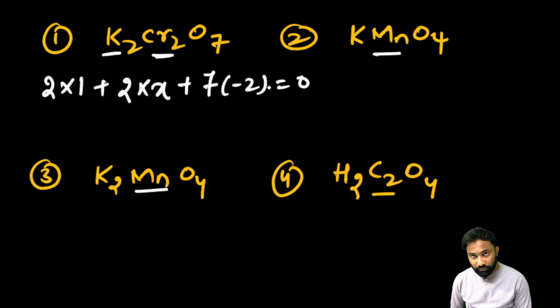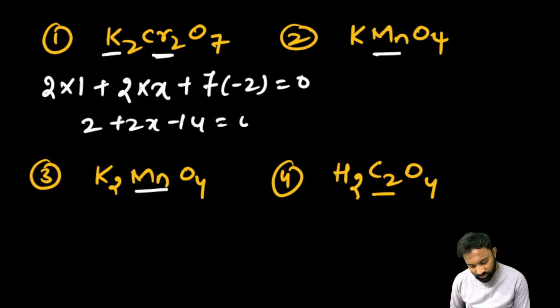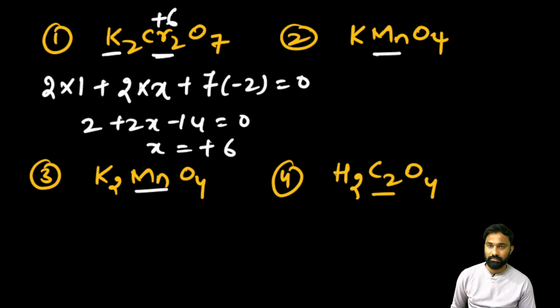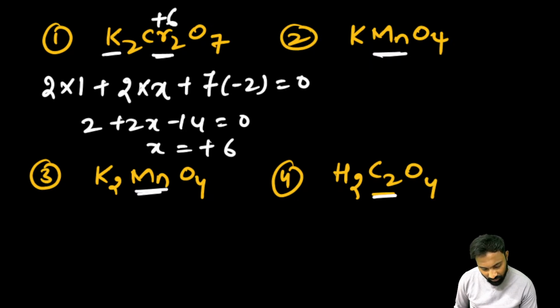If you simplify this entire equation, you will get 2 plus 2x minus 14 is equal to 0. Now x is equal to plus 6. So the chromium oxidation state is plus 6. Now what is the Mn oxidation state in the second one? What is the Mn oxidation state in the third one? And what is the carbon oxidation state in the fourth? Now be fast and tell me very fast.